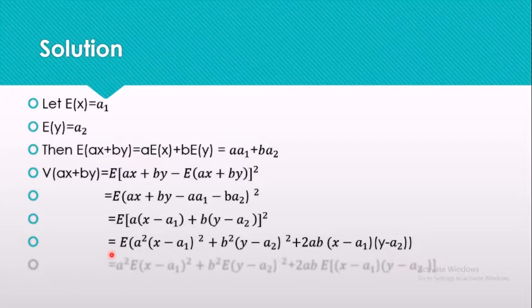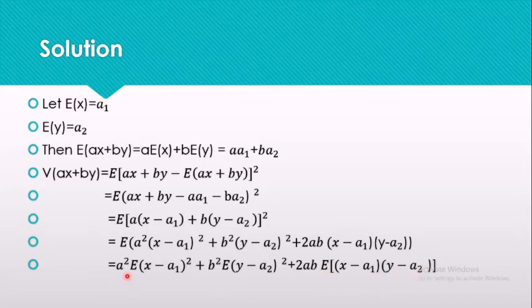Now in the next step, I'm going to take the expectation inside. So let's have a look at what the answer is. So when I take the expectation inside, as usual, a square is a constant. So I'm going to take a square outside, and then you will get expectation of (x minus a1) the whole square plus, similarly, b square is a constant. B square is taken outside, expectation of (y minus a2) the whole square plus, again 2ab is a constant. It is taken outside, and then you can write expectation of (x minus a1) into (y minus a2).